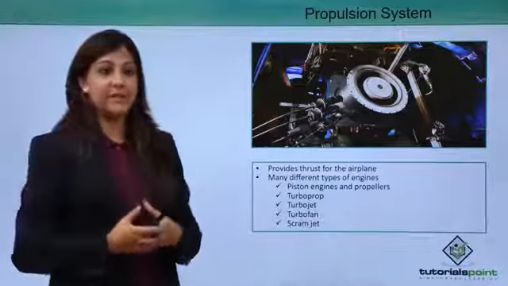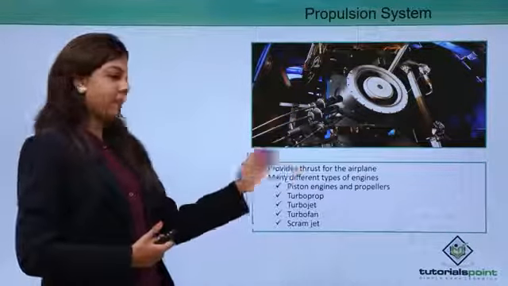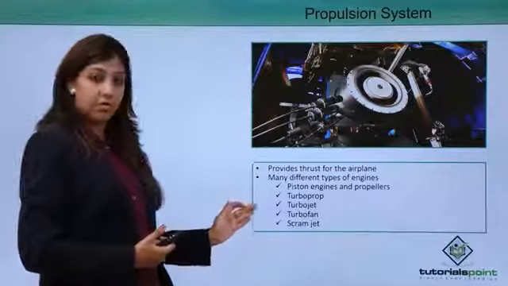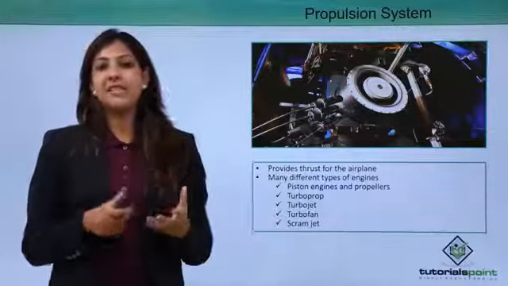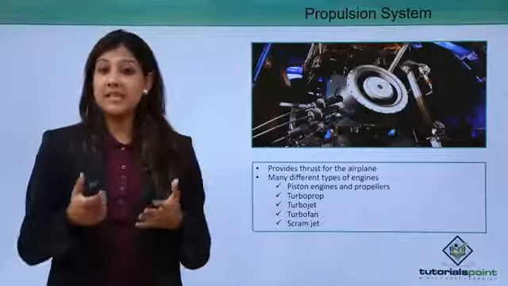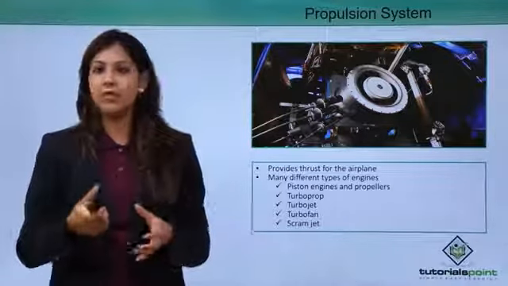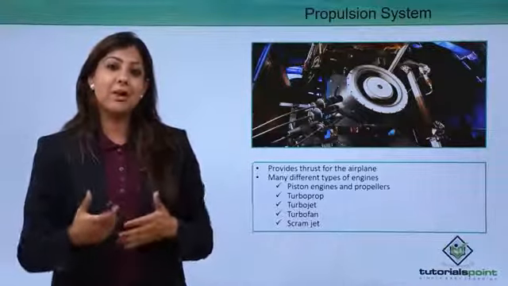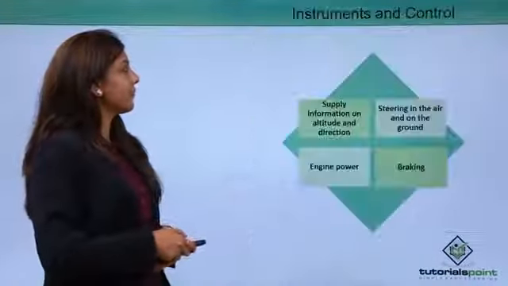Many different types of engines are there, so different aircraft have different engines. Let's look at them. We have the piston engines and the propellers. We have the turboprops, turbojet, turbofan and scramjet. All the airlines have different kinds of propellers depending on the need of that particular aircraft. They can have turbojets, they can have turbofans, they can have different kinds of jets. So this depends from aircraft manufacturer to manufacturer.